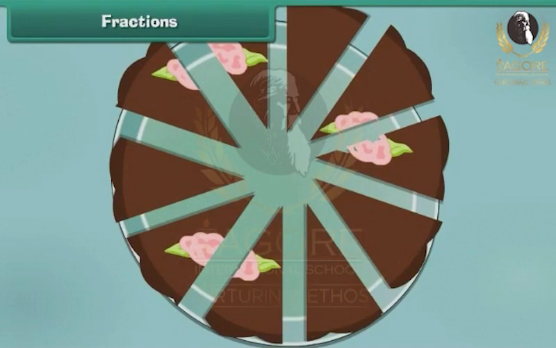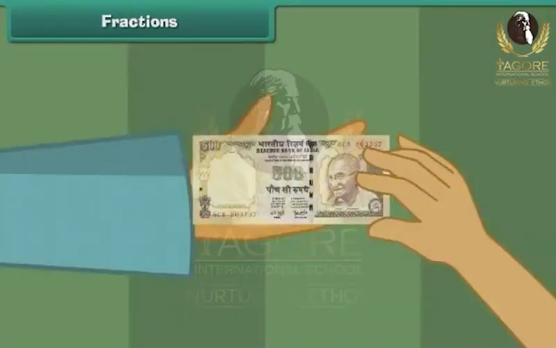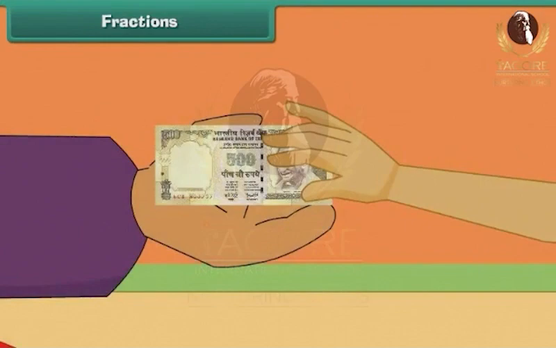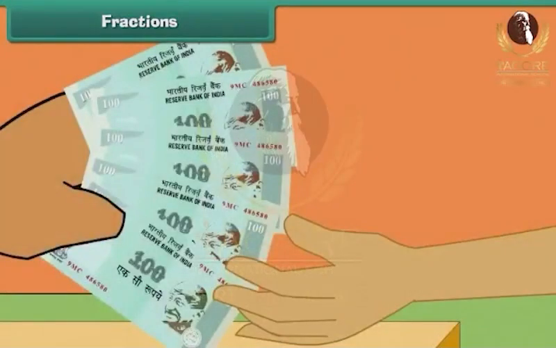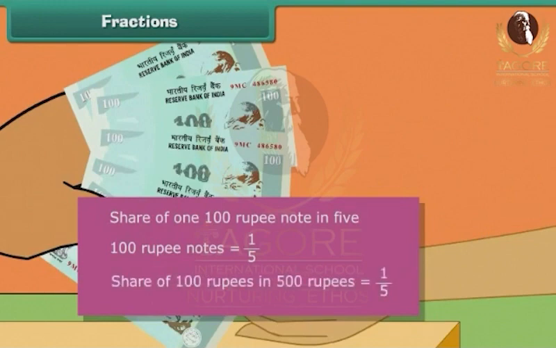Consider another example. Rishabh's father sends him to a nearby shop to get a 500 rupee note exchanged for 100 rupee notes. The shopkeeper accepts the 500 rupee note and gives 100 rupee notes in return. Each 100 rupee note is one out of the 5 notes. Therefore, 100 rupees constitutes 1/5th of 500 rupees.